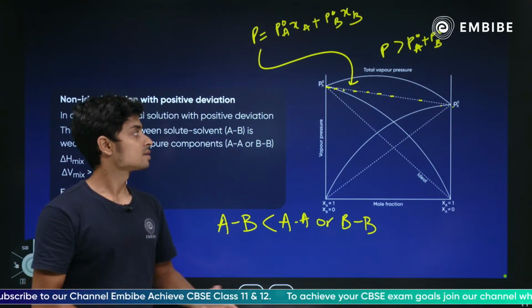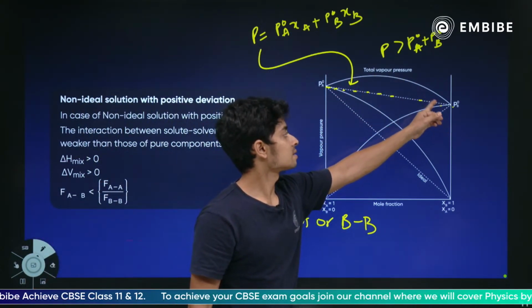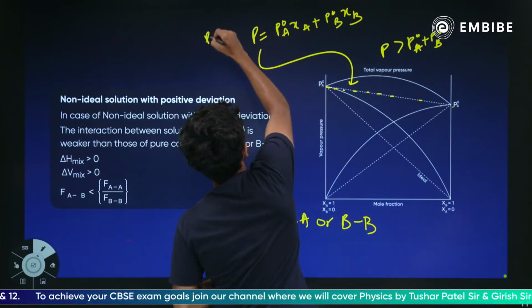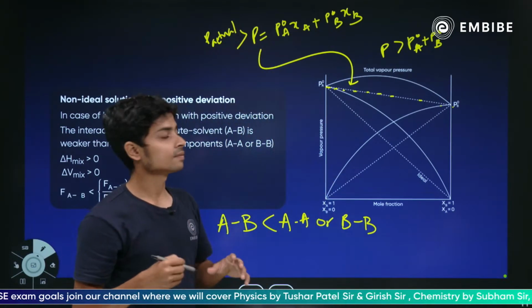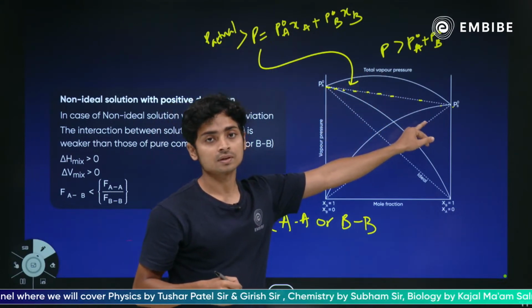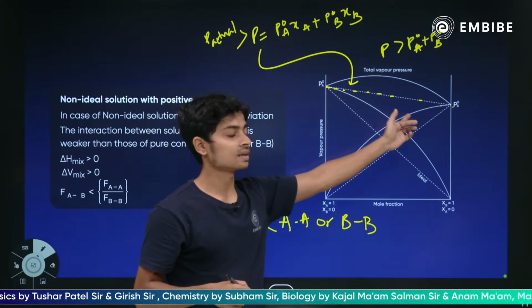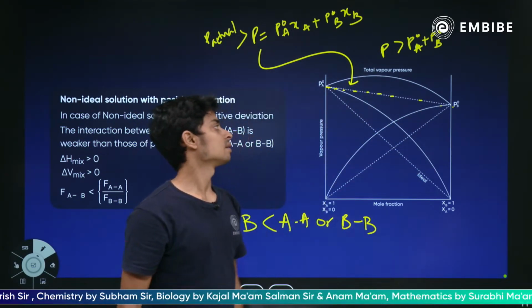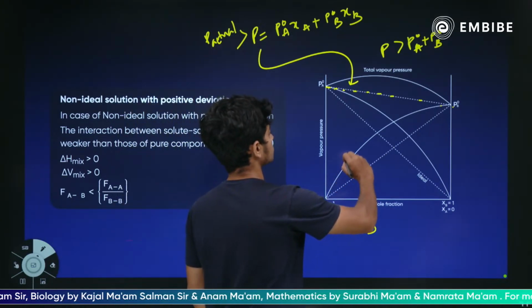Okay, so what will happen is that a curve will come up above, like this. The actual curve, the P actual, will be greater than this value, which is why you say it is a positive deviation. If it followed Raoult's law it would have given you this line, but it does not, so it will give you this line. Obviously, correspondingly you will also get this line.